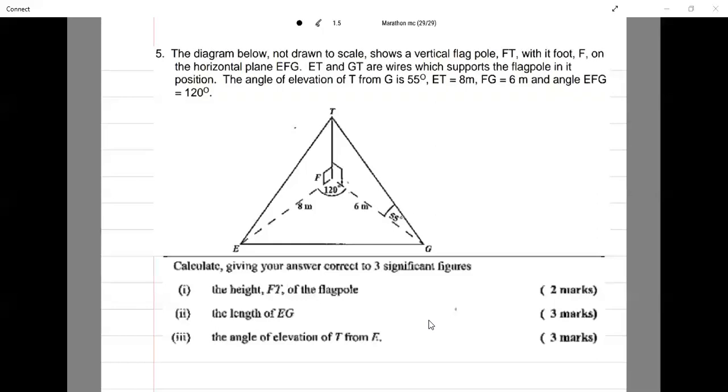All right, so triangle FTE and triangle FTG are the triangles at the side, and FEG is a triangle on the ground. We're asked to calculate the height FT of the flagpole. To calculate that, I must use the triangle on the right.